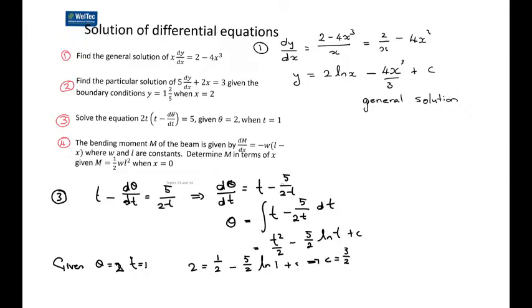So we can pop that back in here, and then we can write that theta is equal to t squared over 2 minus 5 over 2 natural log of t plus c, which we've now found to be 3 over 2.